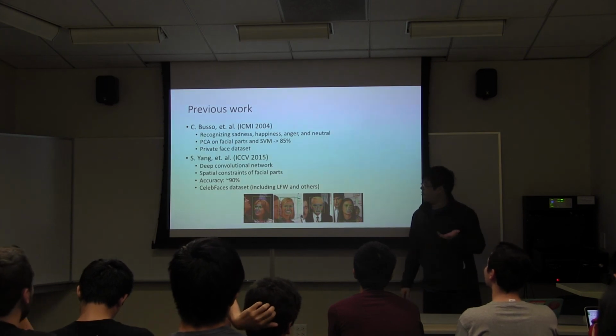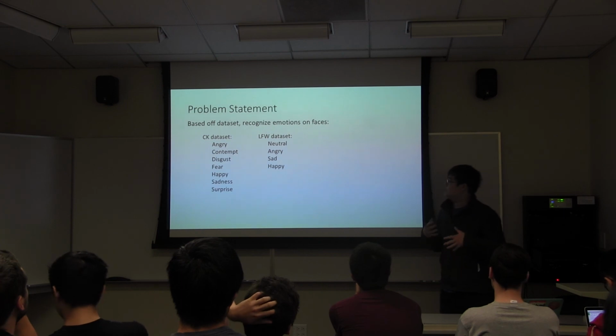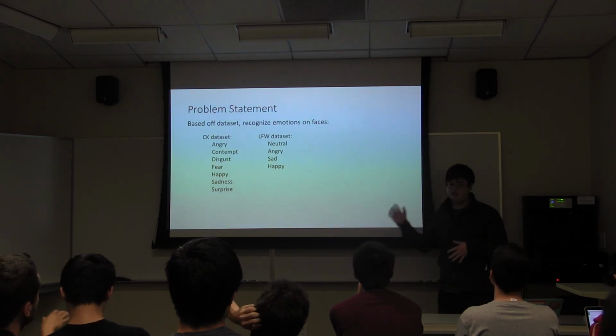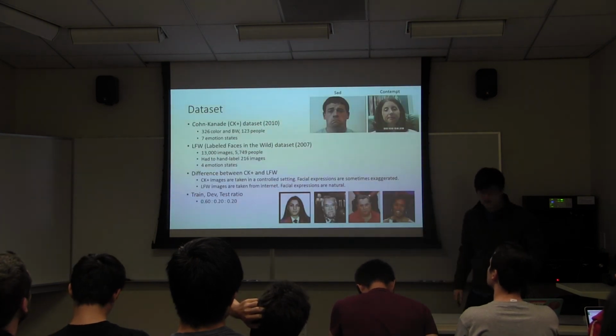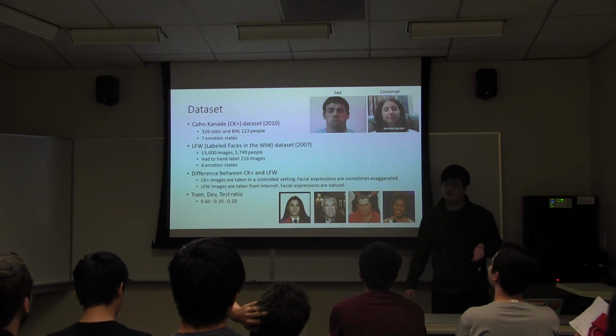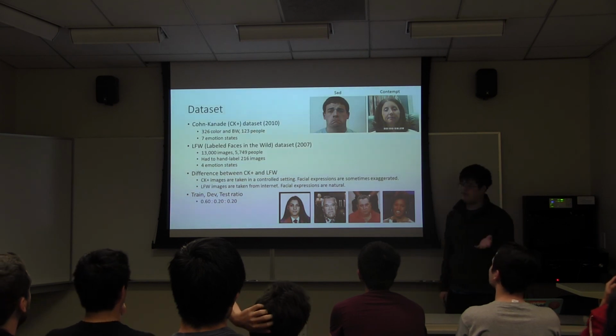And they got around 85% and 90% accuracy. Just to reiterate, the problem statement is about recognizing emotions on faces, and based on the different data sets and their labeling, that's the kind of emotions that I was trying to recognize. The first data set is the CK data set from 2010. It has 326 colored and black and white photos of about 123 people, and it has 7 emotional states.